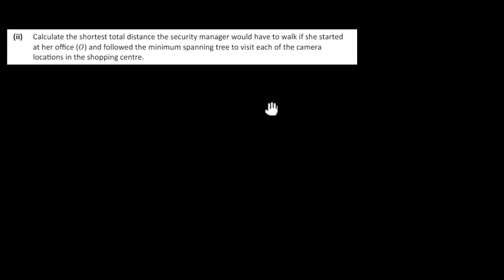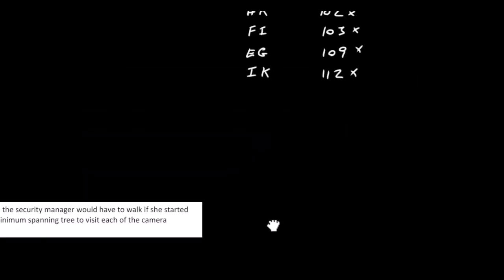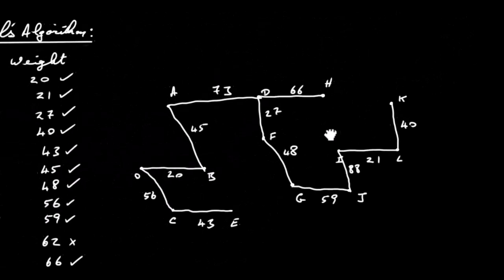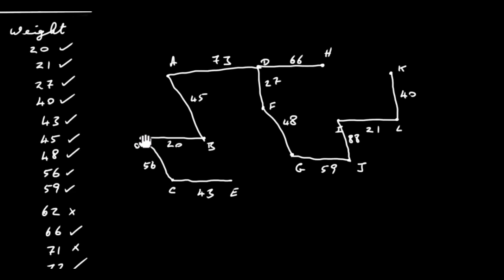It says, calculate the shortest total distance the security manager would have to walk if she starts at her office O and follows the minimum spanning tree to visit each of the camera locations in the shopping centre. Okay, so what she's going to have to do, I'll look at this one here. She's going to start at O. So what she's going to have to do first is come down here, go over to E, and then come back again. So we've got to do 56 plus 43 twice.